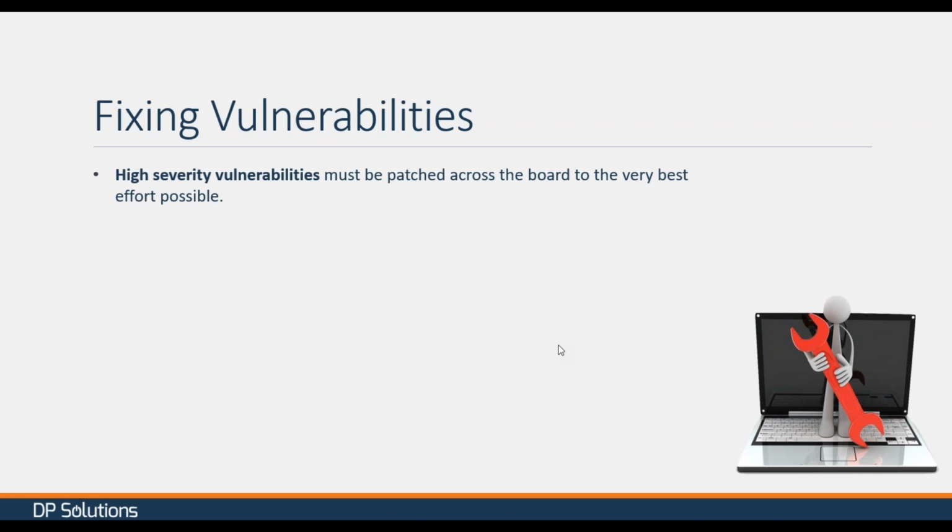So, as I mentioned before, the highest severity vulnerabilities, the things that really could have significant impact, must be patched across the board to the very best effort possible. These are extremely important things. You may consider the fact that there are many high severity vulnerabilities on end of life products from certain vendors, you know, Windows XP, for example, that will never get addressed.